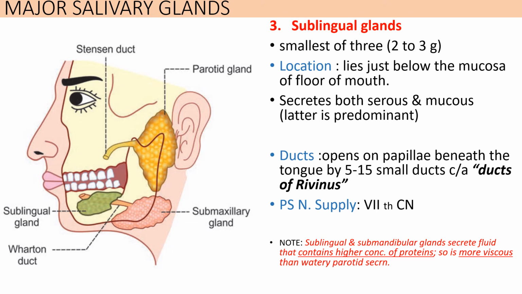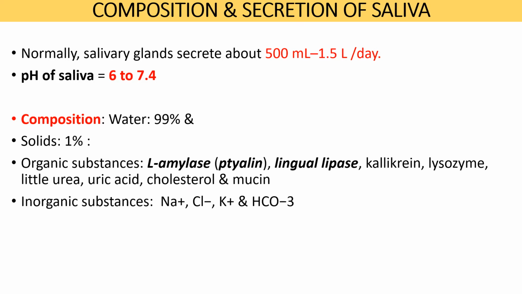One important note that you should take into consideration here is that the sublingual as well as the submandibular glands secrete fluid that contains a higher concentration of proteins, so it is more viscous than the watery parotid secretion. So overall, you should remember that the parotid secretion is more watery when compared to the secretions of the sublingual and submaxillary glands.